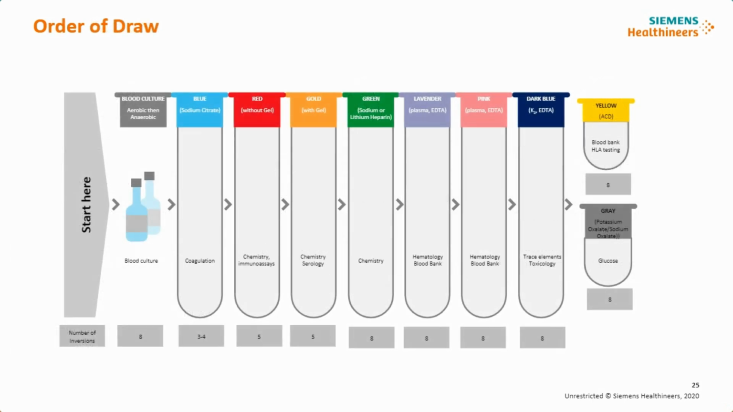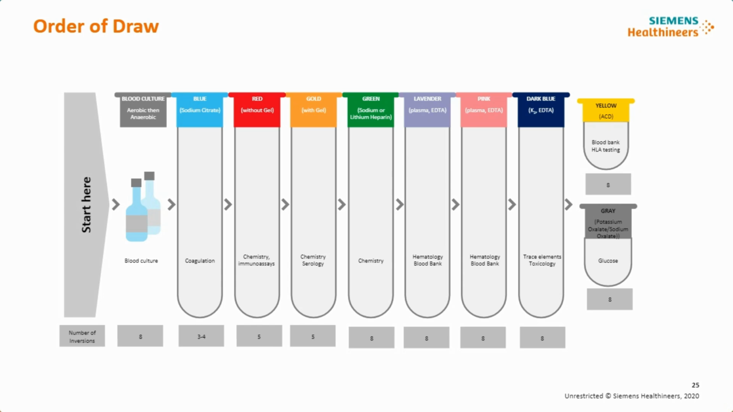Another really important factor is the order of draw. And I'm pretty sure that many laboratories have a very similar diagram in their labs. The first thing is you draw the blood and put it into a blood culture tube. Send it off to the micro lab. And the second should be your coagulation testing.